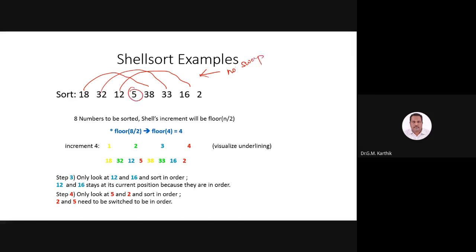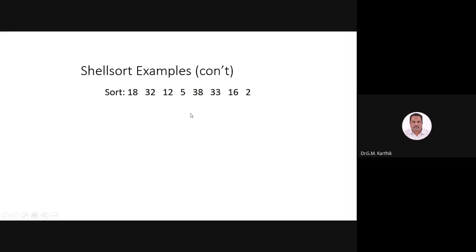But when 5 and 2 are compared, you can see 2 is less than 5. So what happens? A swap happens here, and 2 and 5 switch their positions. So now this is the resulting list after the pass for the sequence 4.